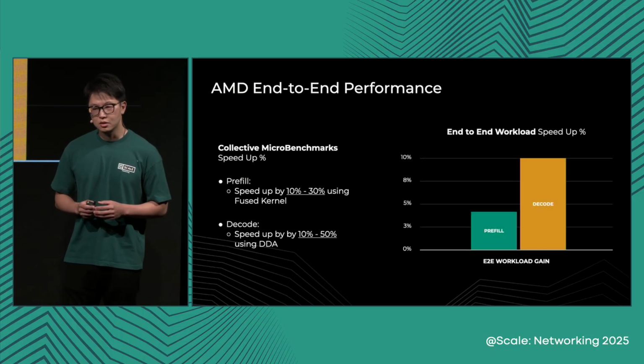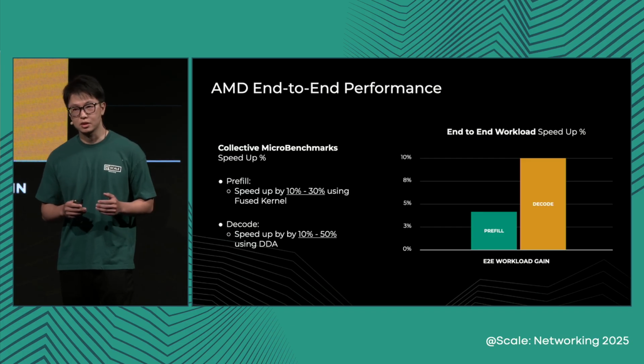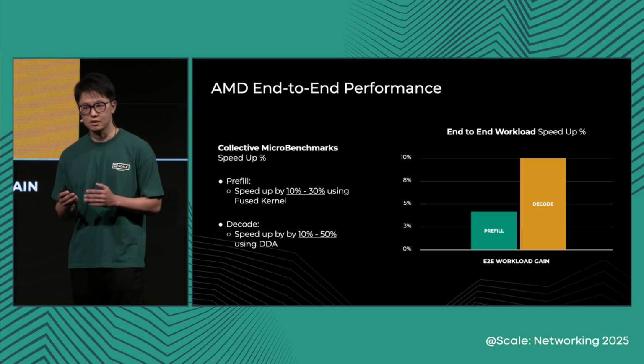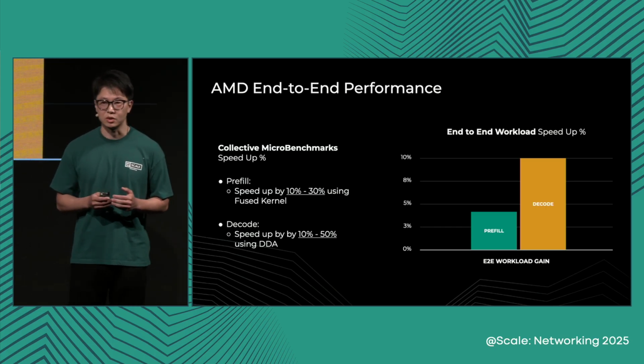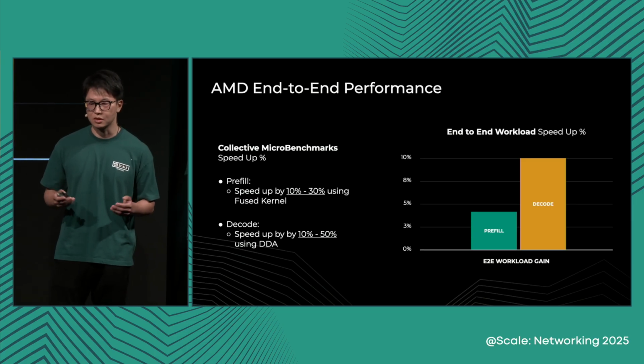And on the prefill side, we implement a communication and computation fused kernel. This bumps the all reduce micro benchmark from 10% to 30%. And on the decoding side, we deploy DDA, which bumps the performance from 10% to 50%. So these metrics translate to roughly 4% for end-to-end prefill gain and 10% on decoding gain.